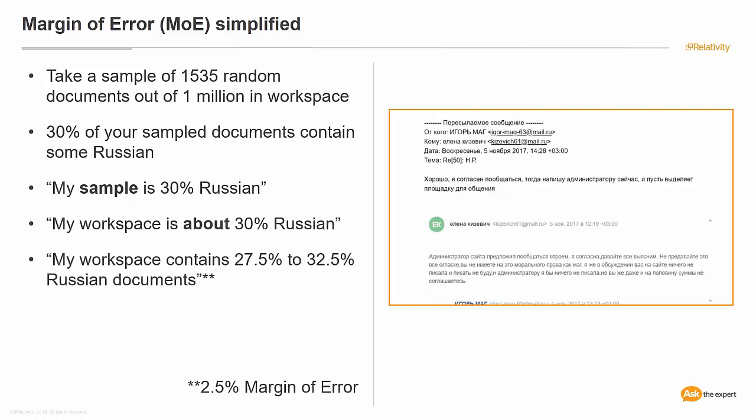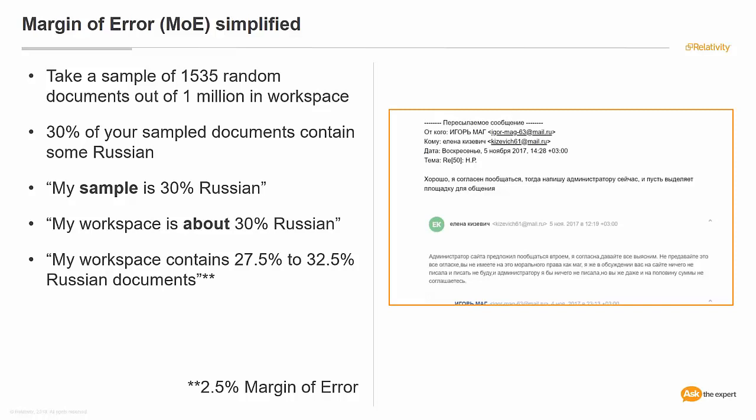Because of the size of my sample, I can calculate and say our workspace contains between 27.5% and 32.5% Russian documents. In fact, I'm 95% confident that that statement is true. That's what random sampling does. It gives you those tangible numbers to apply. And if 95% sure isn't good enough, I can say I'm 99% sure that it's between like 26 and 34, and I'm 99.99% sure that it's between like 25 and 35. So you can get more certainty with a slightly wider margin.